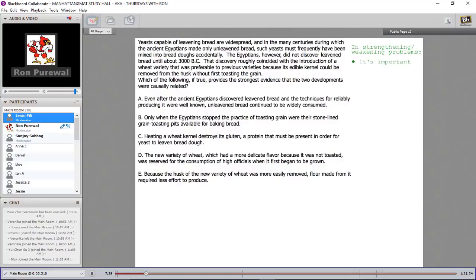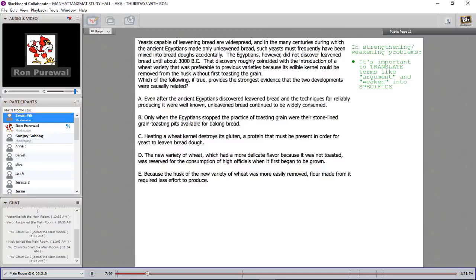It's important to translate terms like argument and weaken into specifics. This is one of the biggest issues that people have: you don't want to think about words like weaken the argument. You actually want to translate those into specifics. Because when people have conversations, they don't talk in terms of how would you weaken this argument. People talk about specifics. That's an important thing to do right off the top.